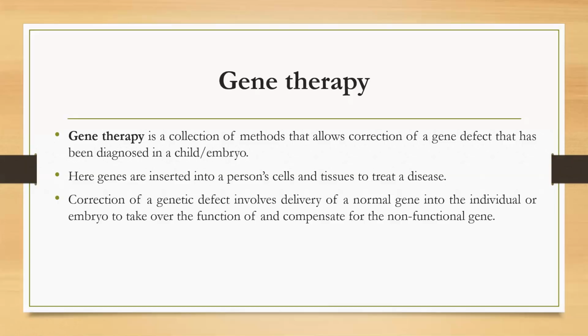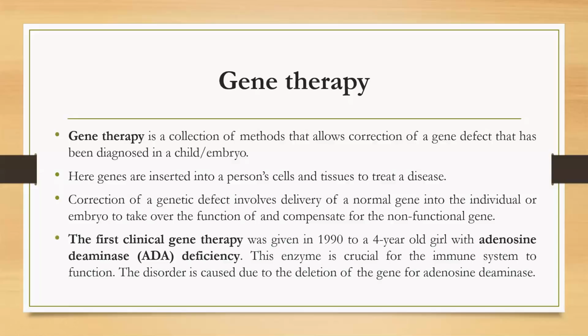The intention of correction of a genetic defect is to cure the gene disorder. So how to cure that gene disorder? By replacing the malfunctioning gene by healthy normal functional gene. So here normal gene is introduced into the individual or embryo to take over the function and compensate for the non-functional gene. So instead of non-functional gene, the newly introduced healthy functional normal gene will perform its function so that it will cure the gene disorder.